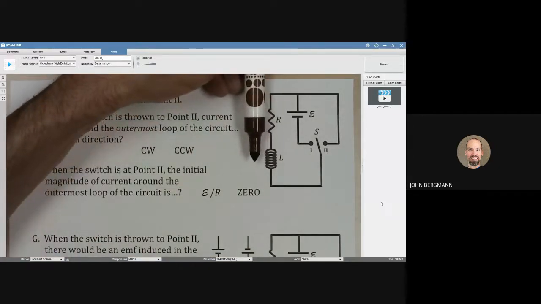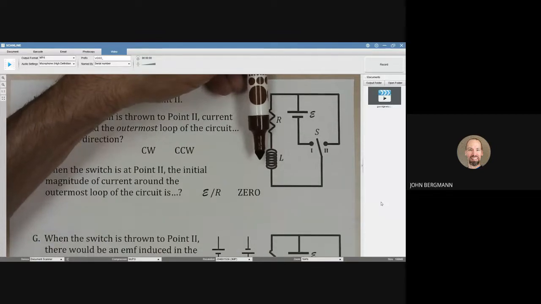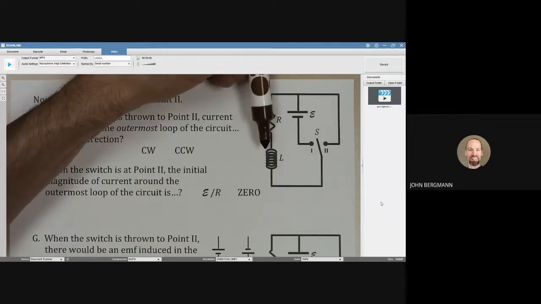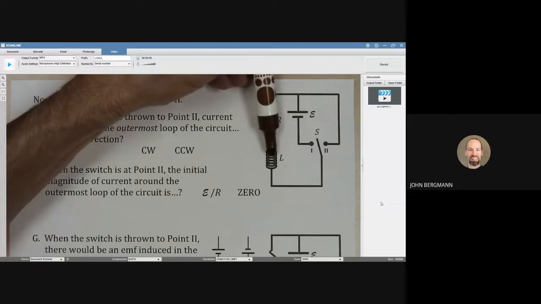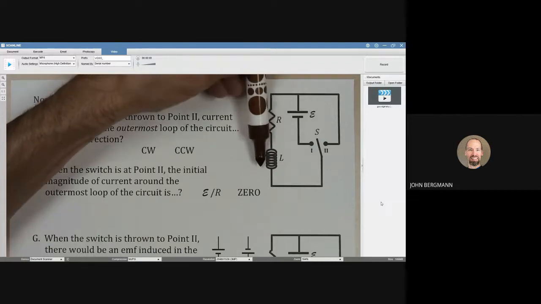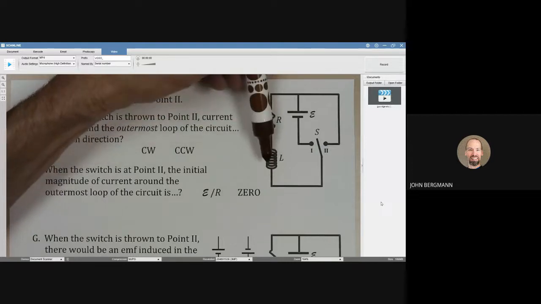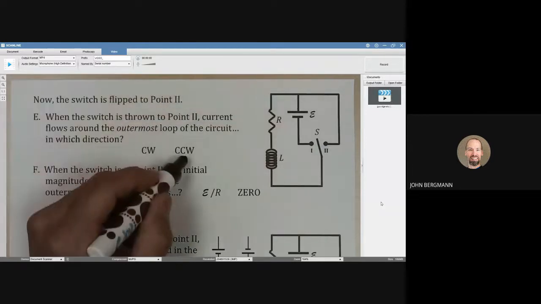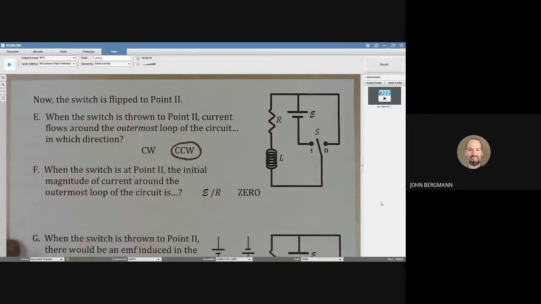And when we flip the switch now over to point 2, the inductor wants to keep whatever current there is happening. It's going to essentially release some of the energy that is stored in the magnetic field within its coils to keep that current going in that direction, which means now that counterclockwise current is going to be going around the entire outside of the circuit. We're going to skip the battery now.